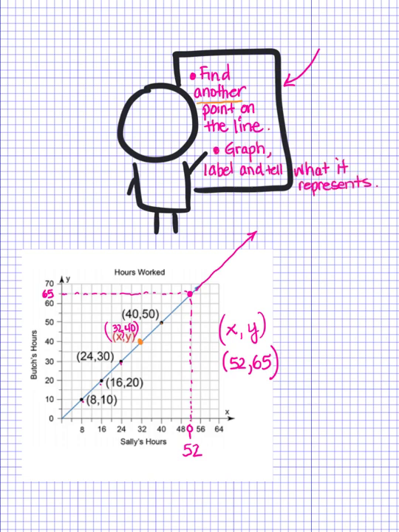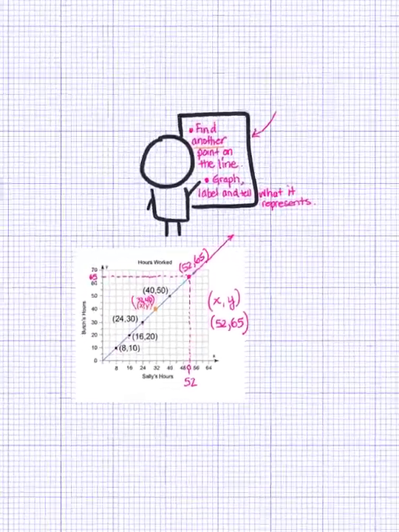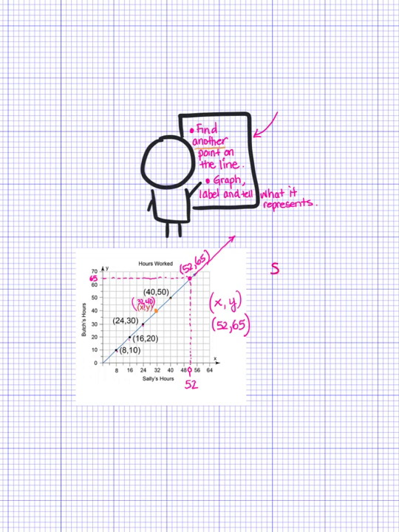The second part of this is that we have to graph, label, and tell what it represents. We found another point on the line, so we graphed it and put it up there. Next we have to label, and you're reading the directions really well, right? So 52, excuse me, go erase that, 52, 65. So we have labeled it, and then we need to talk about what it represents. We know that the x is Sally and the y is Butch. So that means that Sally works 52 hours and Butch works 65 hours. When she works 52 hours, he's working 65. So Butch is working more hours than Sally.